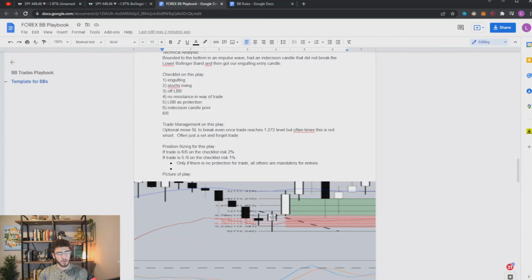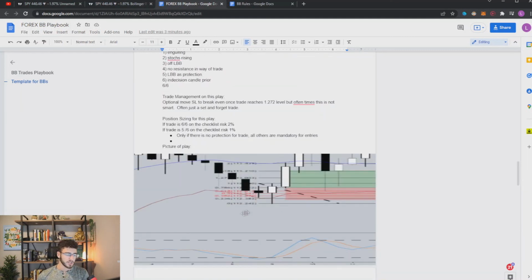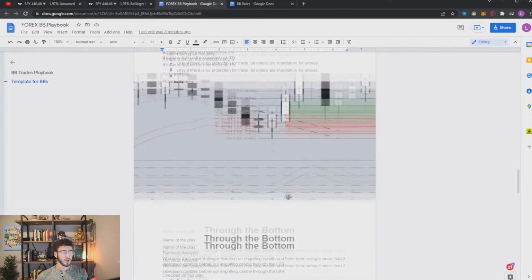Entry engulfing candle here. Entry at the 78.6. I know the lines are a little bit harder to see. I apologize for the screenshot. But you can see the Fibonacci levels are right here. 23.6 level stop loss. 161.8 is your take profit.